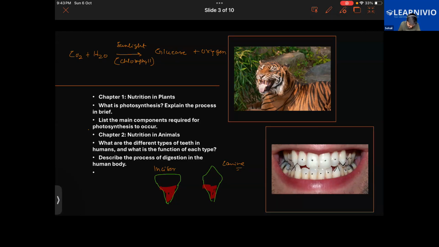Describe the process of digestion in the human body. Sir, the food is taken into the mouth. The digestion of the food begins in the mouth. The teeth chew the food and it goes down the esophagus. By the peristaltic movement, it goes down.